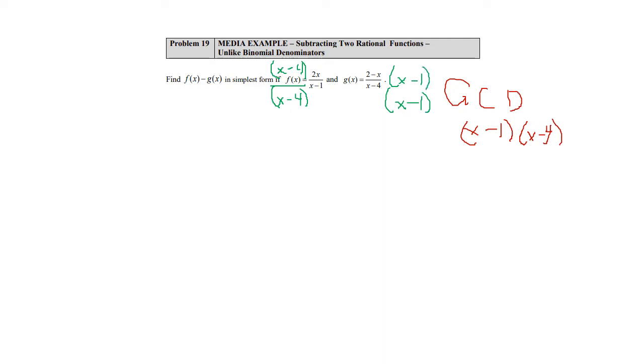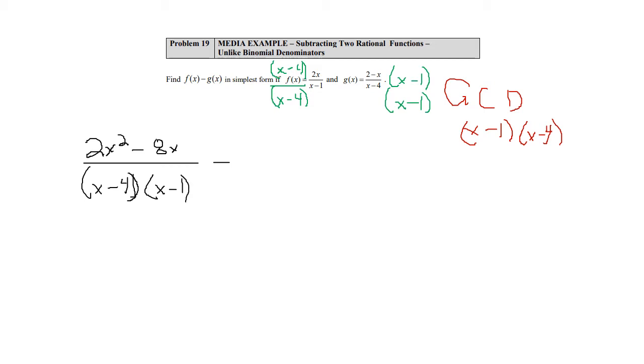All right, so if I multiply this out on the f function on the left-hand side, I'm going to have 2x times x minus 4, so I can go ahead and distribute that out. 2x times x is going to be 2x squared, and then 2x times negative 4 is going to be minus 8x. And then my denominator is going to be x minus 4 times x minus 1.